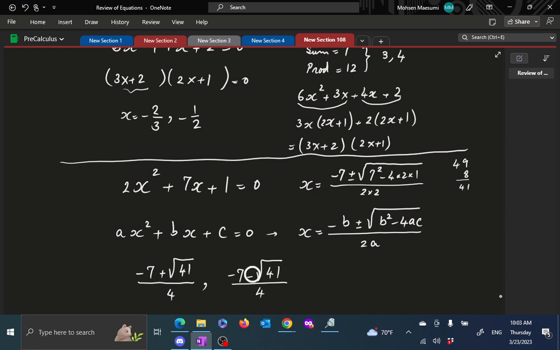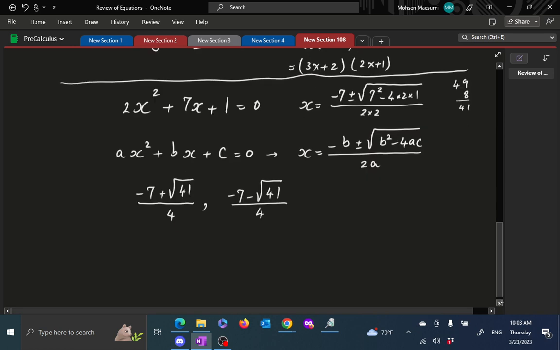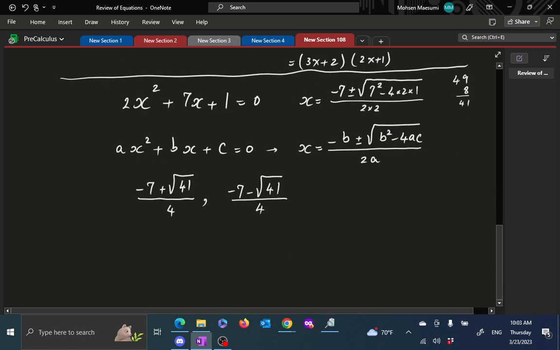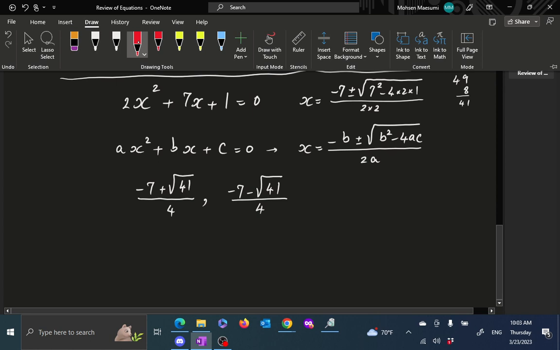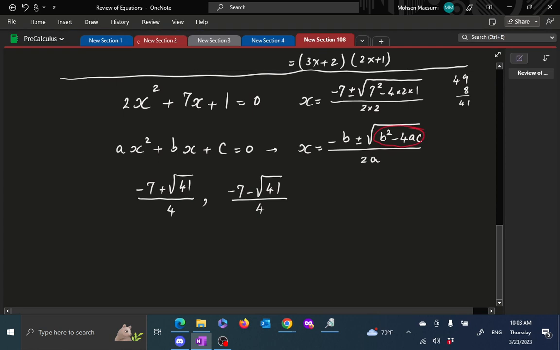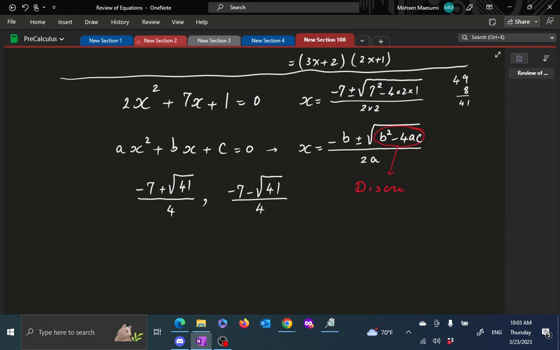Expressions with plus and minus are sometimes referred to as conjugate elements. We have an expression inside the radical. This is typically referred to as the discriminant. Discriminant discriminates between various possibilities. This is typically shown by letter delta. The possibilities are if delta is positive, if delta is 0, or delta is negative.